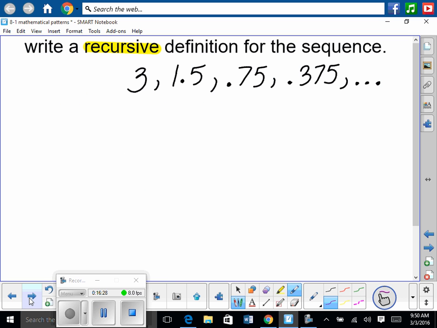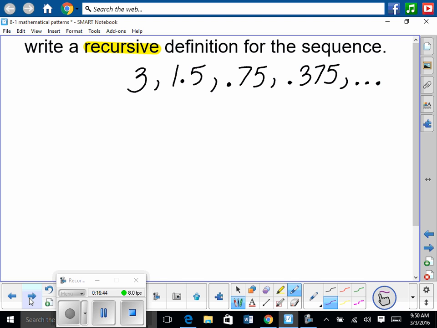So let's do this one. It says write a recursive definition. This one's a little bit trickier. Let me give you some advice here, guys. If you need to know if it's addition or multiplication, you always start off by testing a few things.